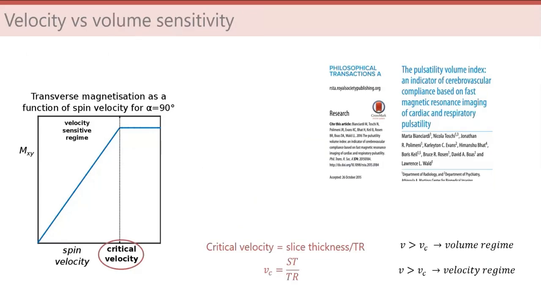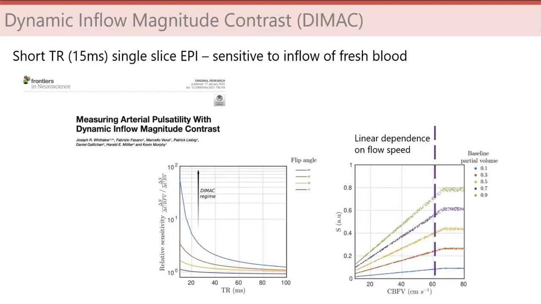So you end up with this two regime system with this inflow. You've got these very short TRs. If the blood flow velocity is greater than a certain velocity, which is the slice thickness divided by the TR, then that's the regime where it only sees one excite, so you get blood volume related signal. But what we're interested in is the flow sensitive regime, and forgive me, there's an error here. It should be that the flow velocity of the blood is less than this critical velocity. Then we get this inflow, flow sensitive regime.